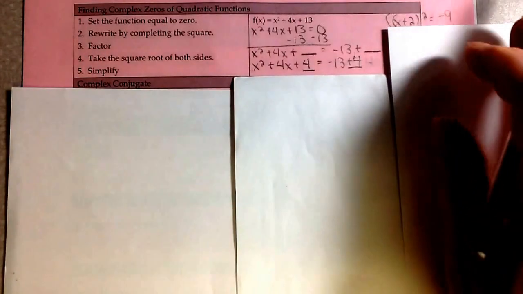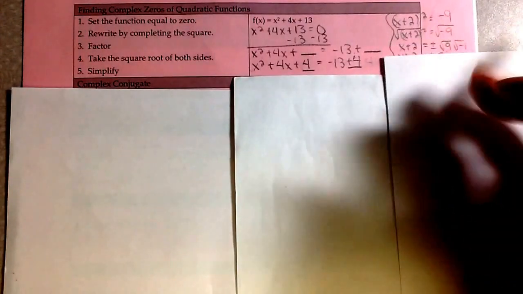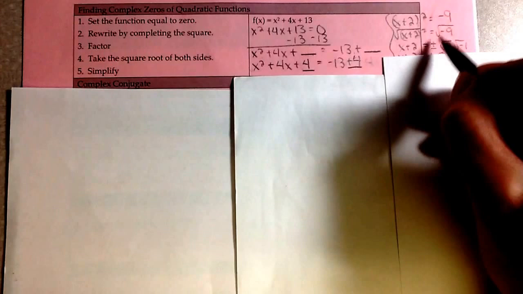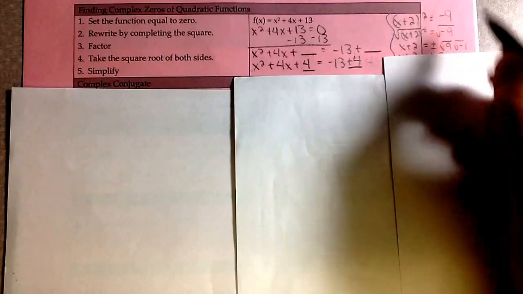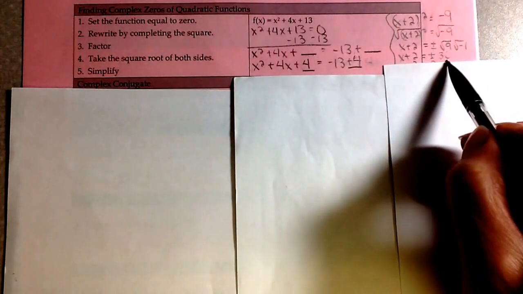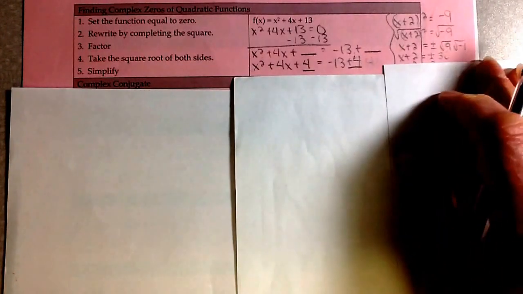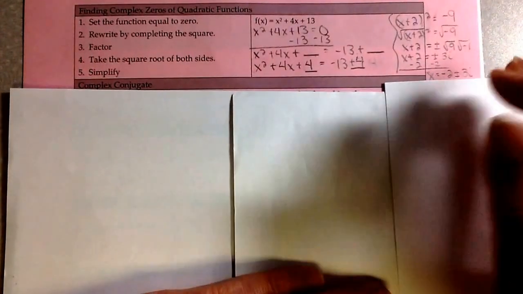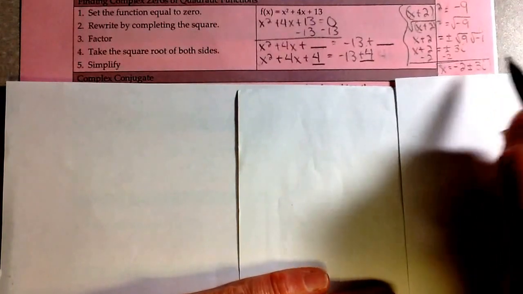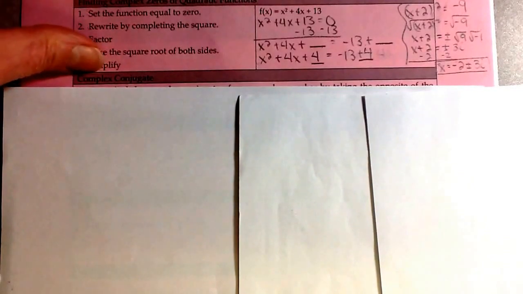Okay, now we can take the square root of both sides, and when we do that, we're going to have the square root of negative 9 over here. So I'm just going to rewrite that as plus or minus the square root of 9 times the square root of negative 1, and we're going to change this to an i, and this square root of 9 is just 3. So we have plus or minus 3i, and then we just need to move that 2 over, so we're going to subtract 2 from both sides, and we have negative 2 plus or minus 3i. And that's your answer.